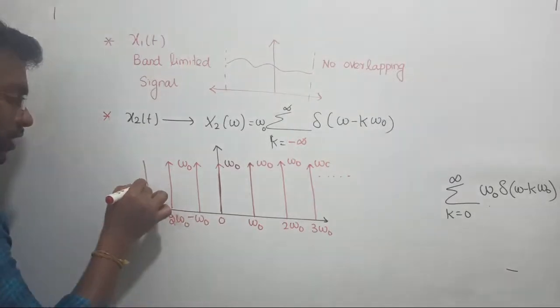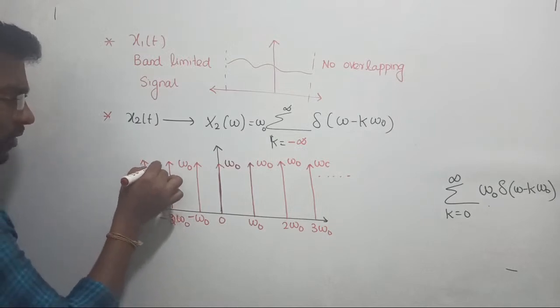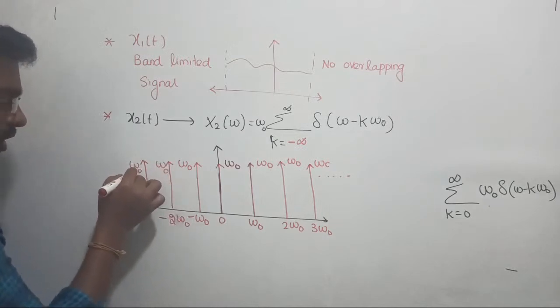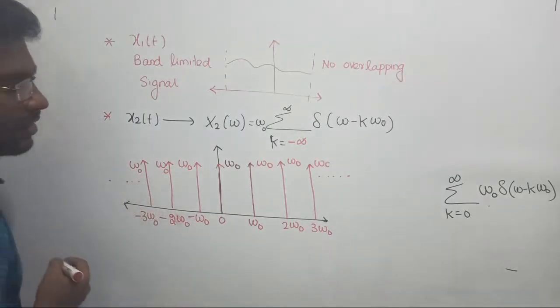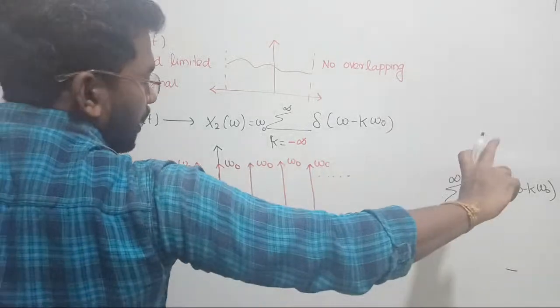Similarly you can build one more impulse at omega naught multiples, but it will be at minus 3 times omega naught, such that this train continues. So this is how we are building the impulse train.